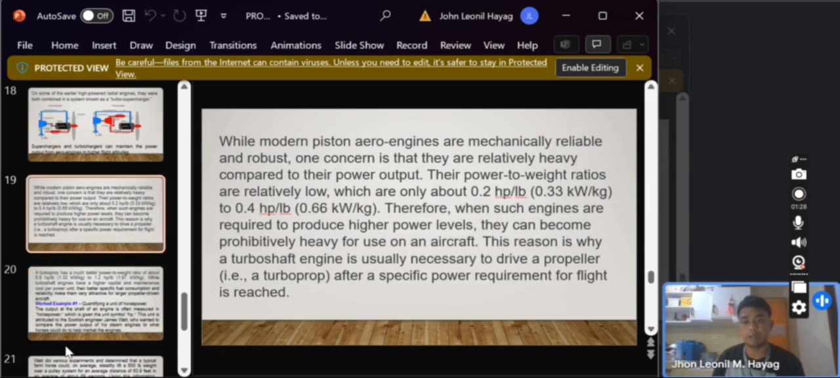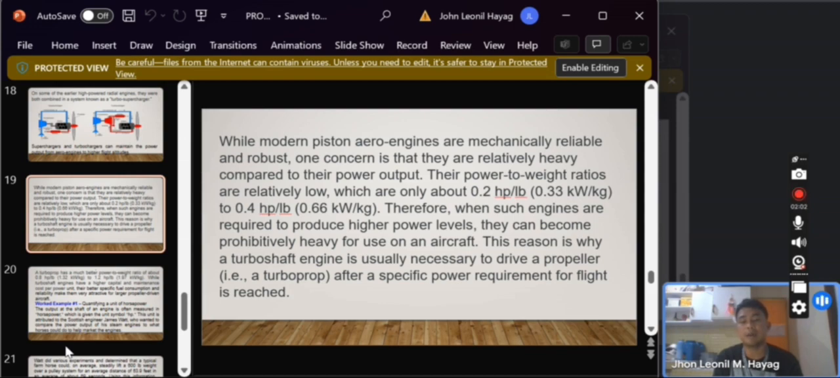While modern piston aero engines are mechanically reliable and robust, one concern is that they are relatively heavy compared to their power output. Their power-to-weight ratios are relatively low, only about 0.2 horsepower to 0.4 horsepower per pound. Therefore, when such engines are required to produce higher power levels, they can become prohibitively heavy for use on an aircraft. This is why a turboshaft engine is usually necessary to drive a propeller.